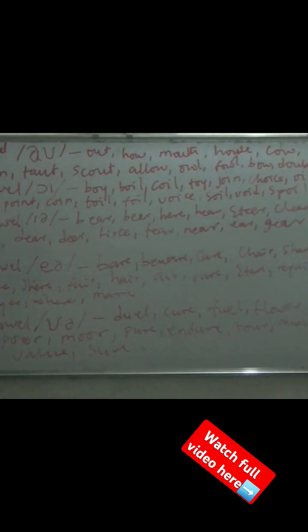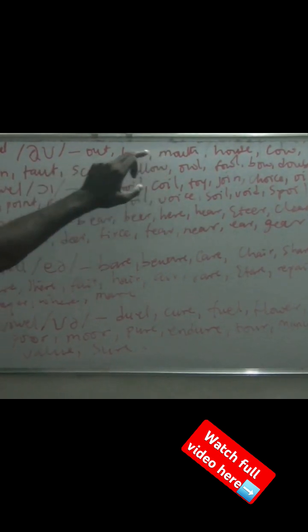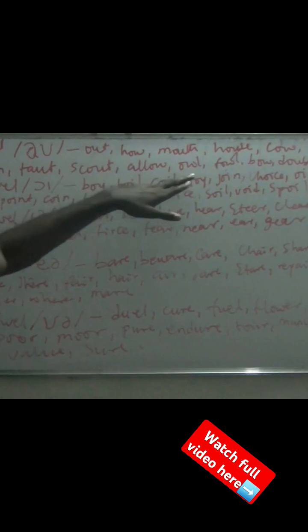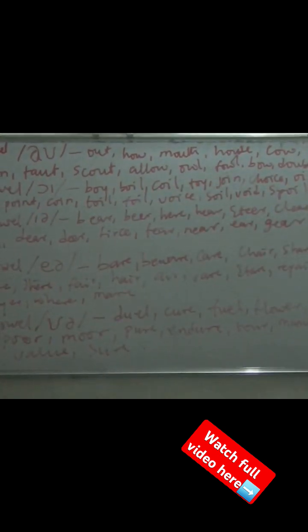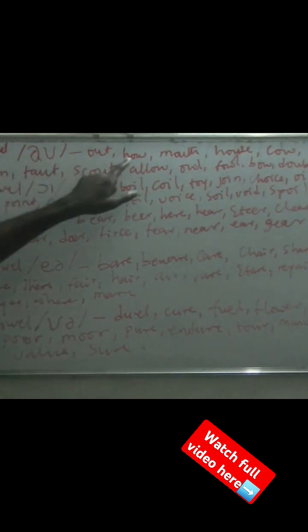Sounds, and we have vowel 16. We have ow, ow. You know, this is the R sound, right? And this is the U sound, right? Ow, ow, like in out, how, mouth, house, cow, town, tout, scout, allow, foul, bow, doubt. It's clever. So whenever we have something that sounds ow, that's the sound, how.